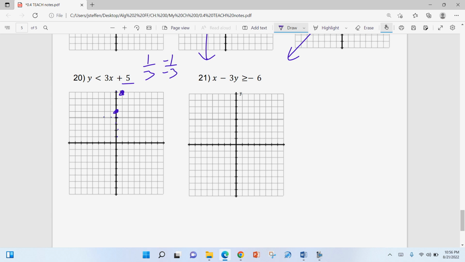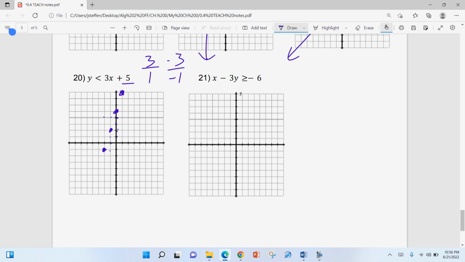Oh, sorry. Just made a mistake there. It's not 1 over 3. It's 3 over 1. And so I go down 3 over 1 to the left. So down 1, 2, 3 over 1. Down 1, 2, 3 over 1.